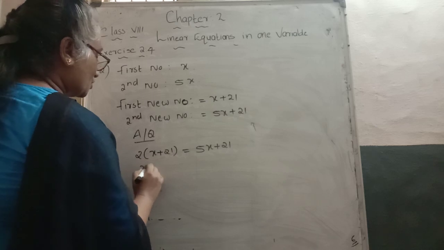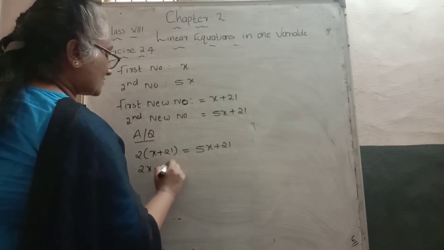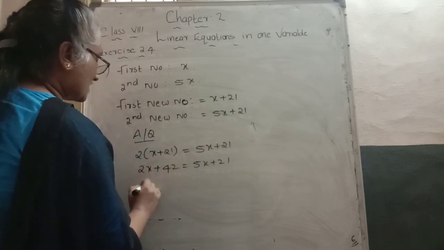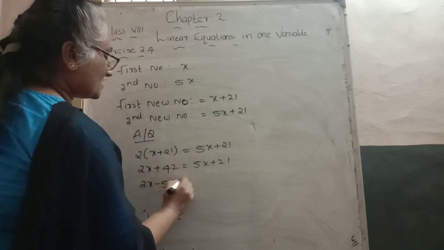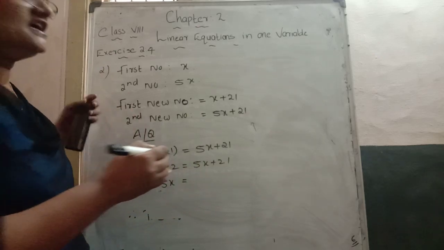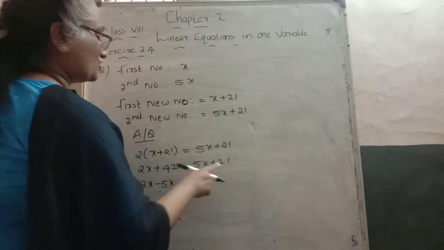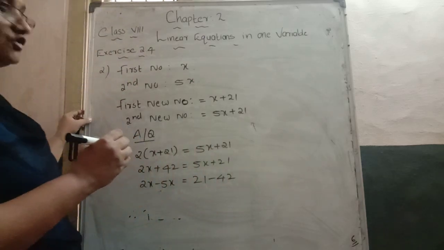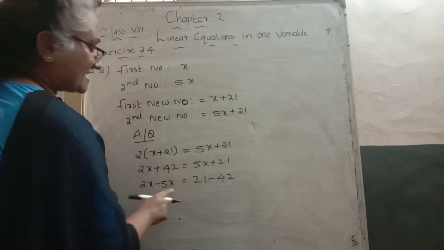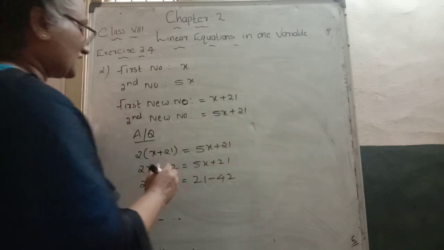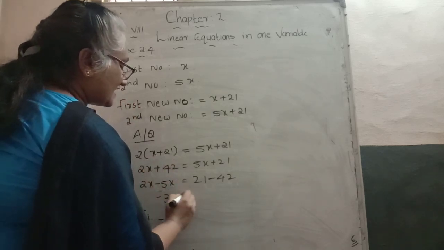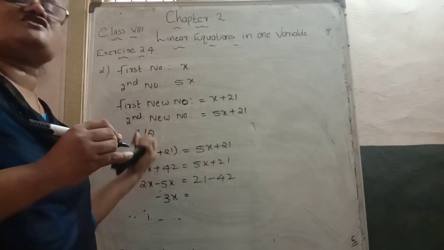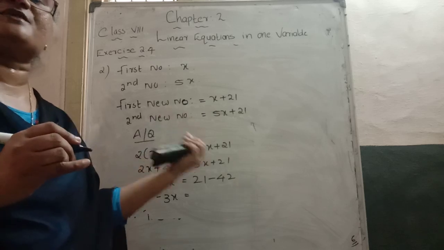So open the bracket: 2x plus 42 equals 5x plus 21. Bring the x terms to one side: 2x, plus 5x goes to the opposite side and becomes minus 5x. On the right side, plus 21 goes to the opposite side and becomes minus 21. Subtract 5 minus 2, they are like terms, the coefficient becomes 3, minus 3x. Opposite signs means one is positive, the other is negative. Subtract and put the bigger number's sign.